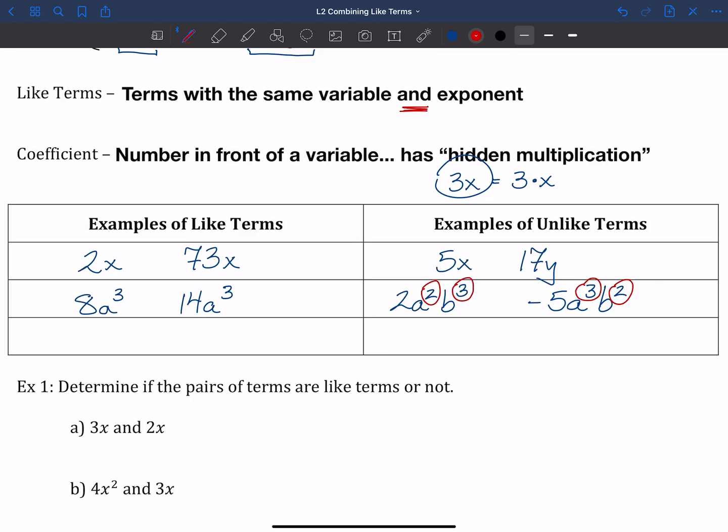Sorry to say, that's not the case. When we have these exponents, they need to be on the same variables. A squared should match up with the exponent for the other a.